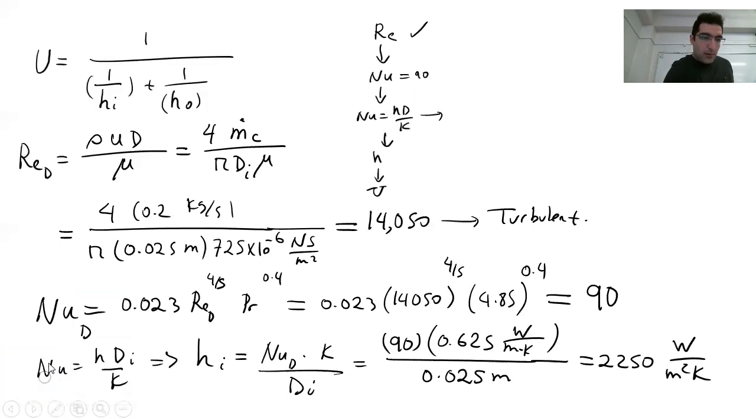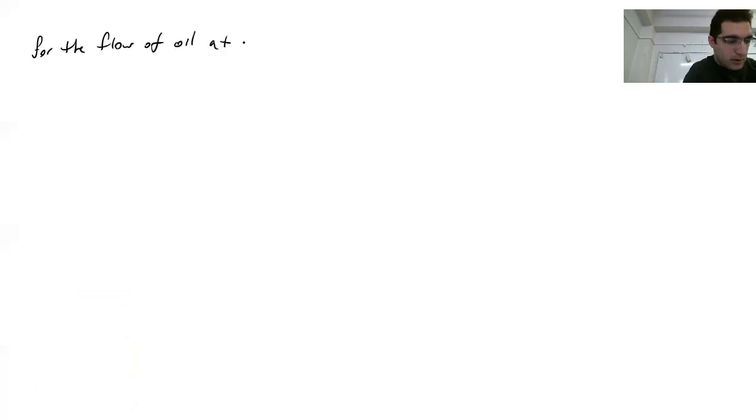So far we found this value. Now let's go find the heat transfer coefficient for the oil. Now remember, oil was in the annulus, on the outer side of the inner tube. So for that, we can say for the flow of oil at the annulus, we need to find the hydraulic diameter.